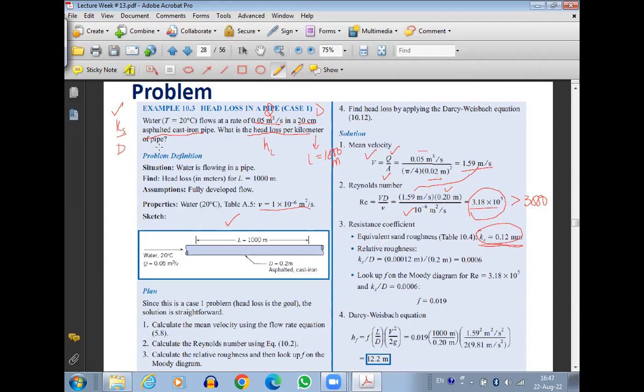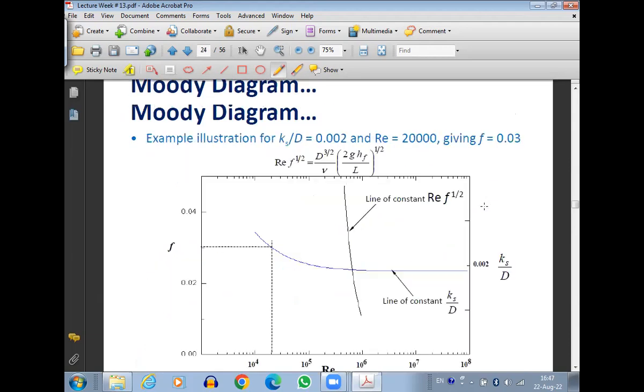Since we know that it is asphalted cast iron pipe for which the roughness is provided as 0.12 millimeter, we can find out the relative roughness. Relative roughness will be Ks by diameter. Since we know the diameter and the roughness, the relative roughness is 0.0006. Now we can go into the Moody chart and find out the friction factor. We have Ks by D as 0.0006, and Reynolds number 3.18 × 10^5. So let's go into the Moody chart.